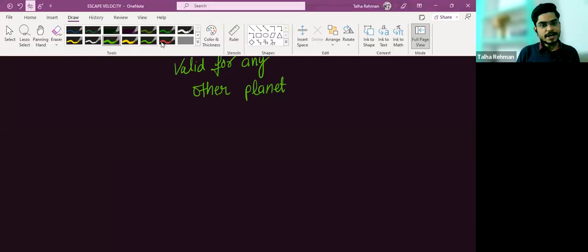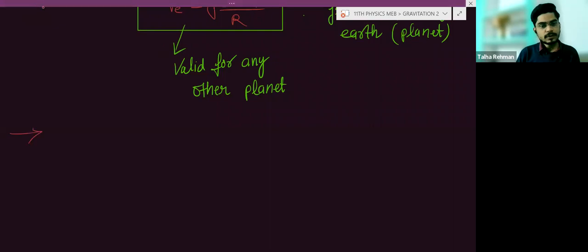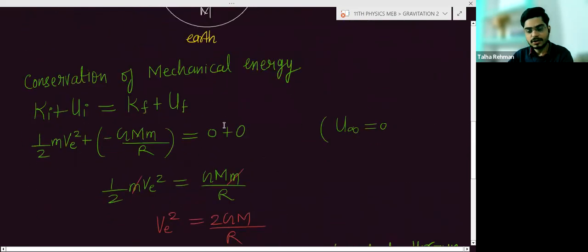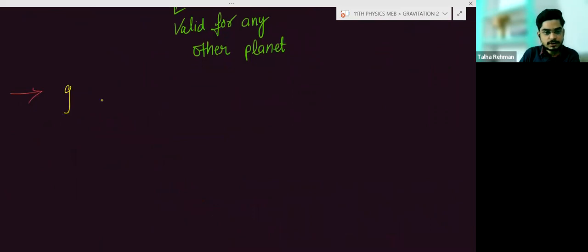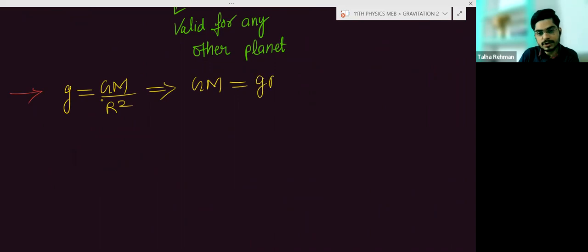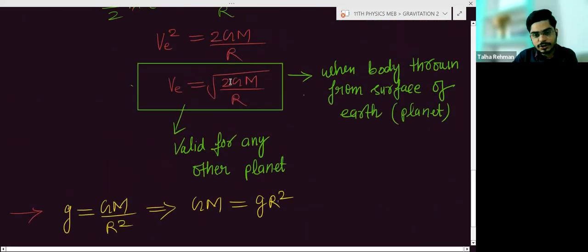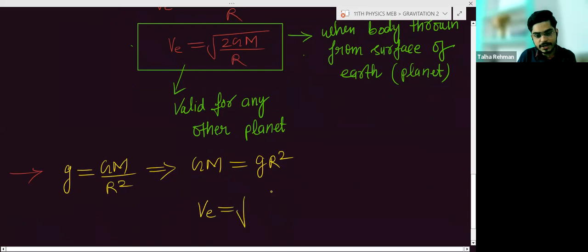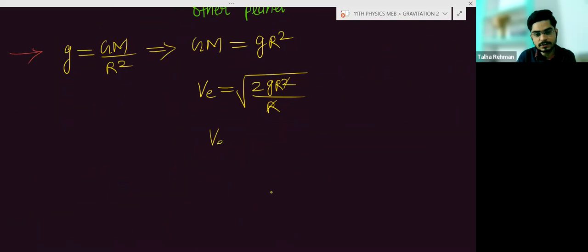After that, I told you one thing. The acceleration due to gravity on the surface of the Earth, that is the g value. What is the formula for that? g is equal to G M divided by R square. I told you that. So from here you can calculate the value of GM. So you will get g R square. Now in escape velocity, we have GM. So instead of GM, we can put g R square. So escape velocity can be written as 2 g R square divided by R. One R is cancelled with one R. So escape velocity for Earth can be written as under root of 2gR.